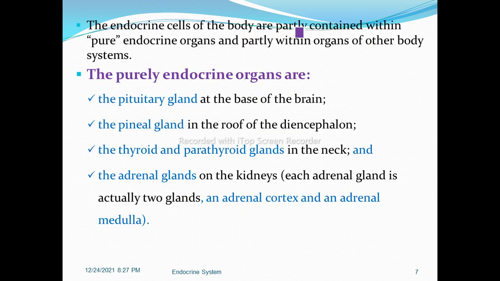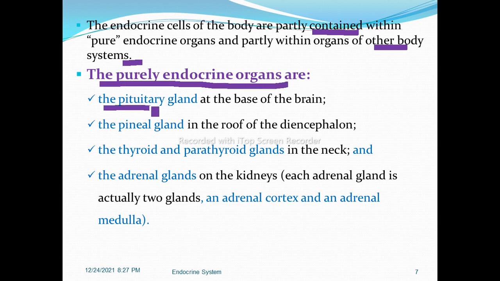Endocrine cells of the body are partly contained within pure endocrine organs and partly within organs of other body systems. By the way, there are endocrine cells in the body found within pure endocrine glands as well as within other organs of the body. Let us see first the pure endocrine organs.